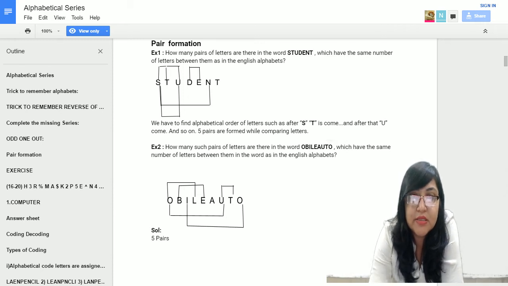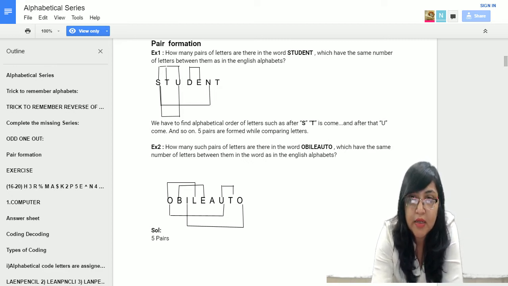The first question states, how many pairs of letters are there in the word student which have the same number of letters between them as in the English alphabet? Okay, so how many pairs of letters are there in the word student which have the same number of letters between them as in the English alphabet? So what should be your answer over here?